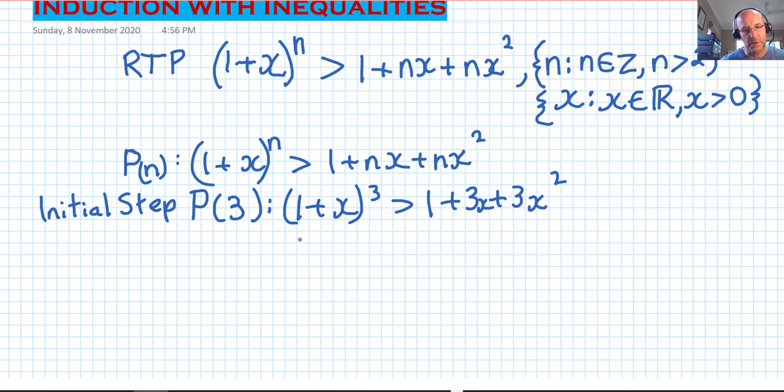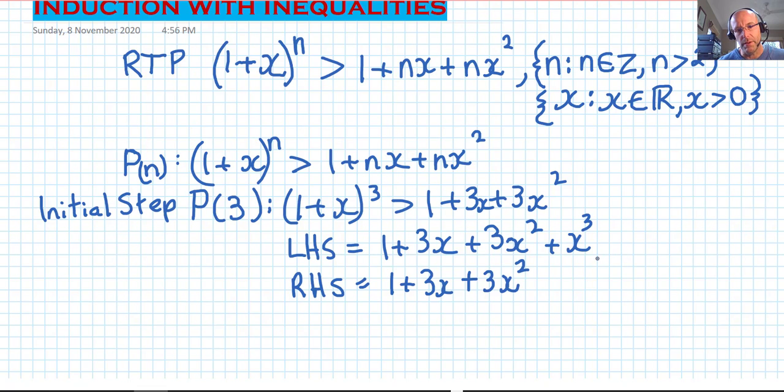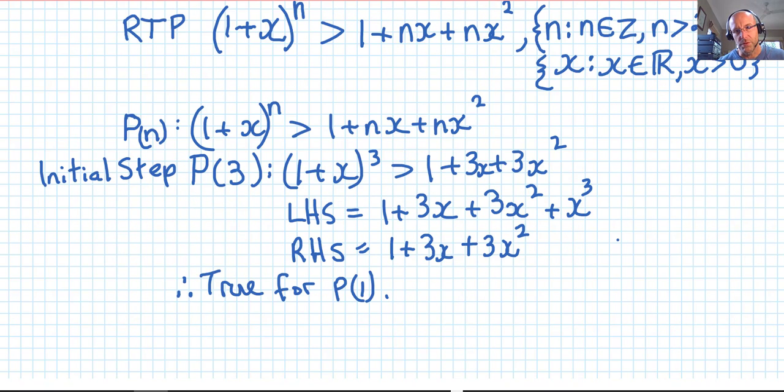Now, binomially expanding the left-hand side, we've got 1³ plus 3 times 1² times x, plus 3x², and x³. Right-hand side written there, and it's clearly the case that the left-hand side is bigger because x is greater than 0, and the difference between this line and this line is x³. So it holds for the initial step.